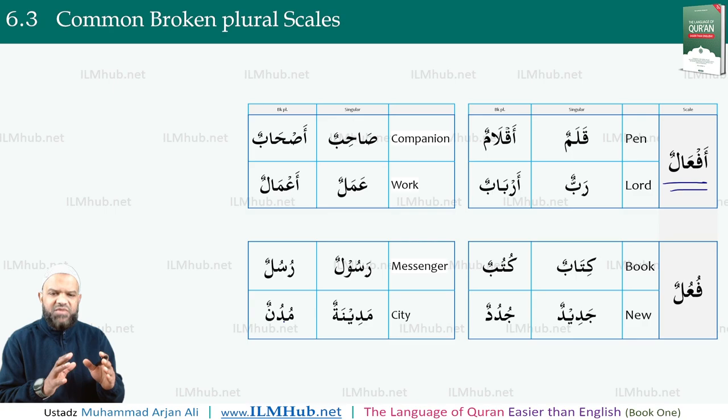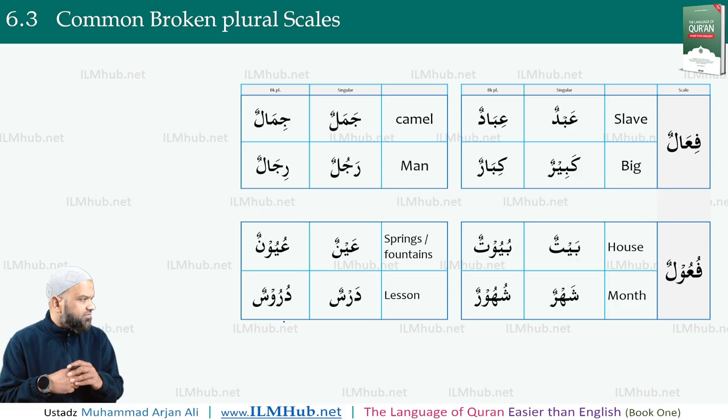There are many. By the way, I'm going to give you some scales, but note that broken plurals form many, many different scales. Some scholars have counted 47, possibly more than that. But there are too many scales for us to memorize. This is only for you for illustration purposes. These are the broken plurals that take the tanween ending. Let's look at a few more, inshallah. We have here fi'alun. So we have abdun, ibadun, kabirun, kibarun, jamalun, jimalun, rajulun, rijalun. I hope you can see that very easily, inshallah.